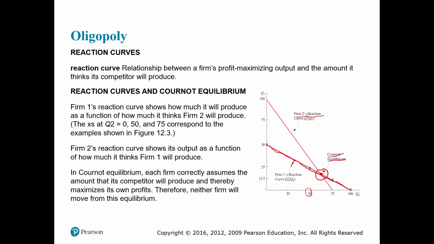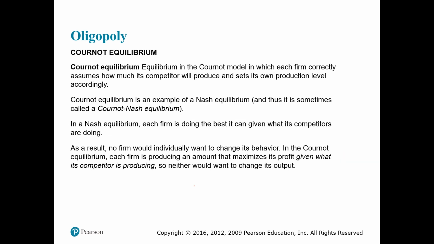So in a Cournot equilibrium, each firm's producer correctly assumes the amount that its competitor will produce and thereby maximizes its own profit. Therefore, neither firm will move from this equilibrium. So this is the point where the profit is maximized given how much the other firm is producing. For that reason, we are saying that it's an equilibrium.